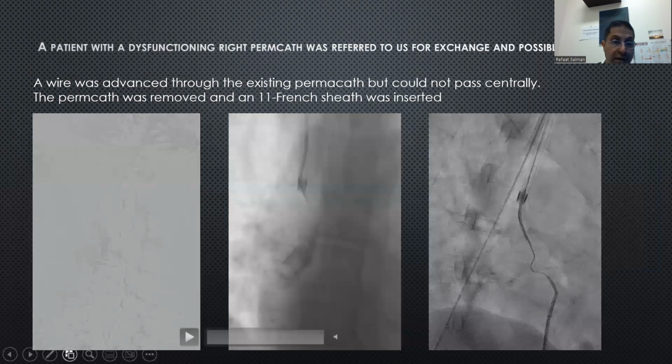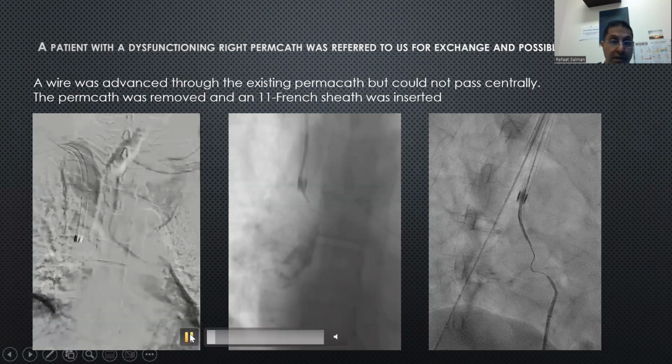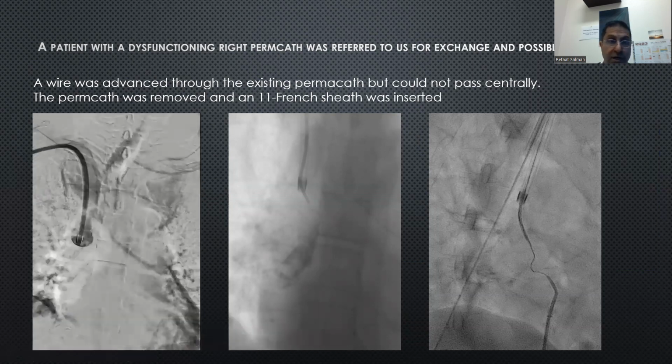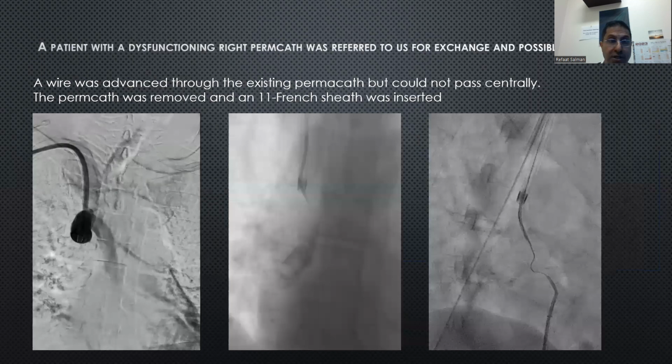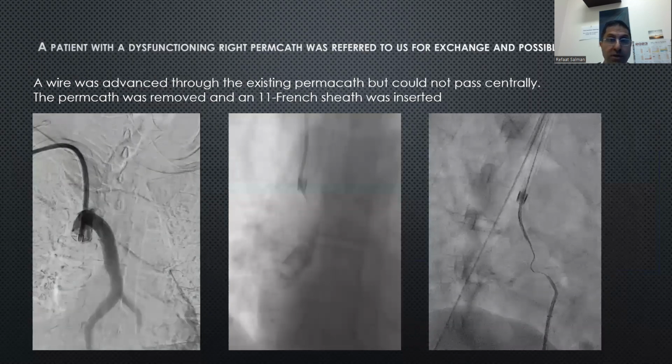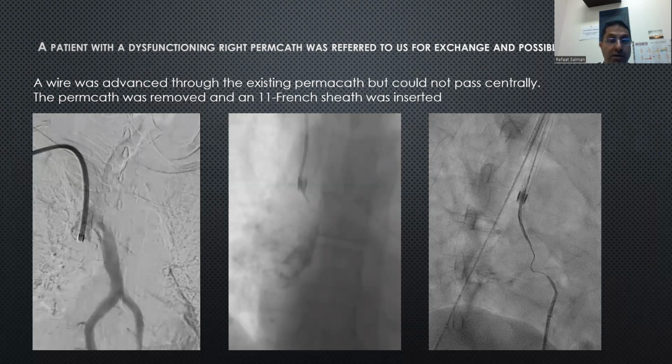Here's an example of using the wire for recanalization. The PermaCath was removed from the other side because the patient was sent for PermaCath exchange. The wire couldn't pass to exchange it, and the venogram showed this occlusion.